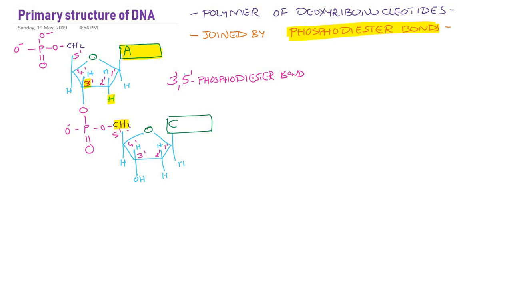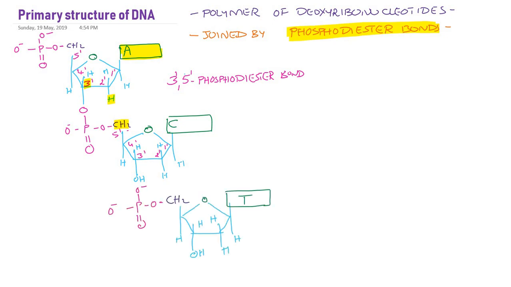So the direction is 3 prime 5 prime phosphodiester bond, or the name of this bond is 3 prime 5 prime phosphodiester bond. So let me write one more deoxyribonucleotide. So here I have a deoxyribonucleotide where the base is thymine.